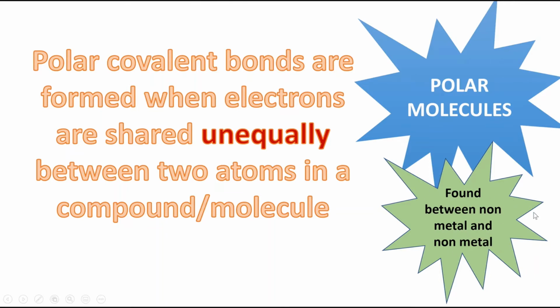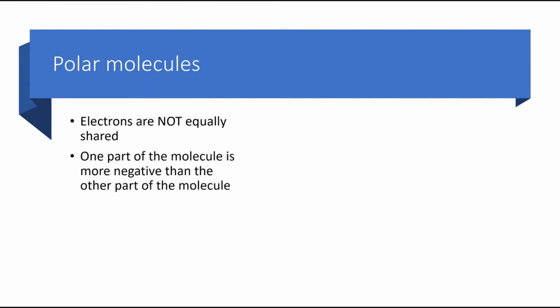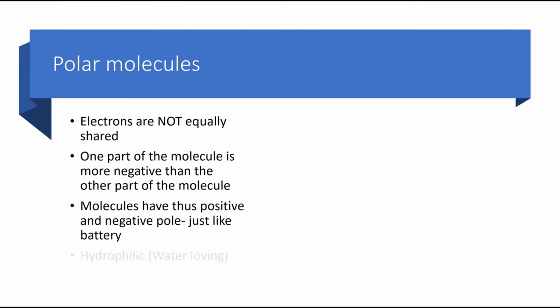Whenever the bond is forming between a metal and a non-metal, as in the previous case we saw, it should be an ionic bond. But whenever bonds are formed between a non-metal and a non-metal, it can be either polar covalent or non-polar covalent. We'll see with examples. Just to revise the concept of polar molecules: polar molecules are molecules where the electrons are not equally shared. And most importantly, they have two types of charges at two ends of the molecule, just like a battery. And they are hydrophilic in nature.